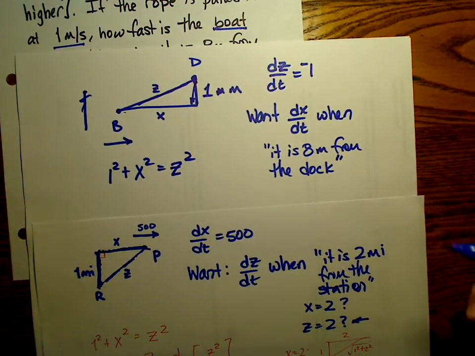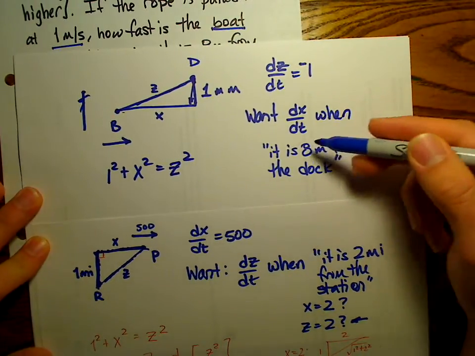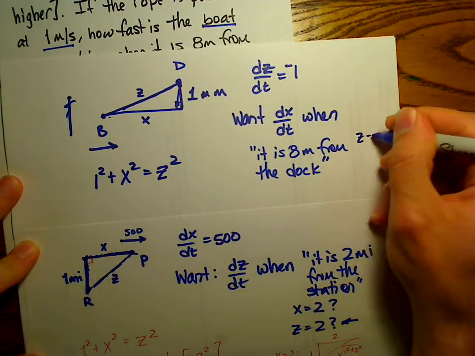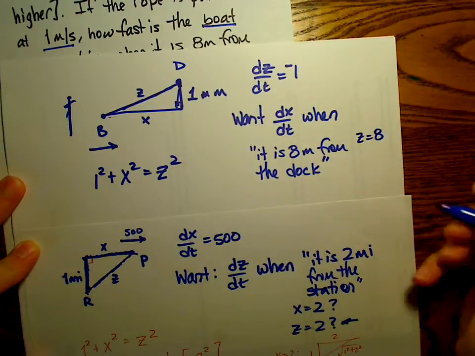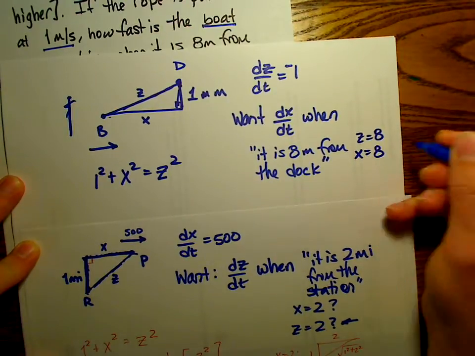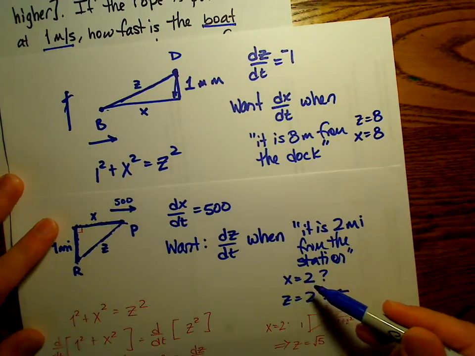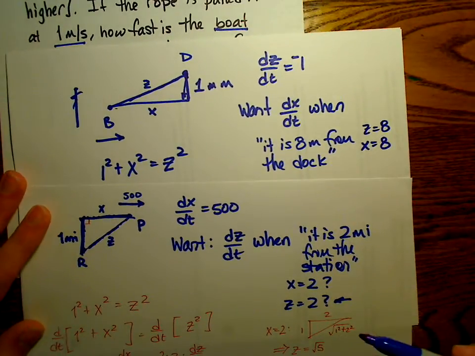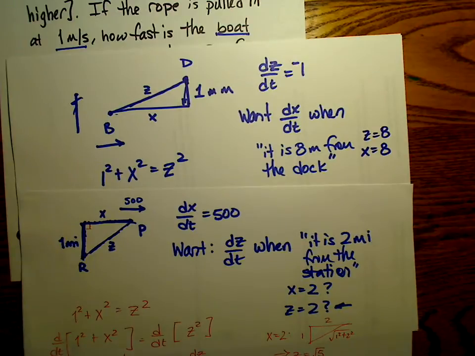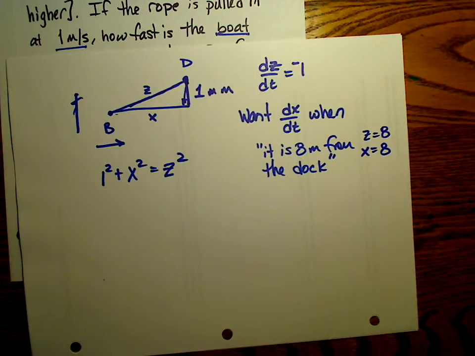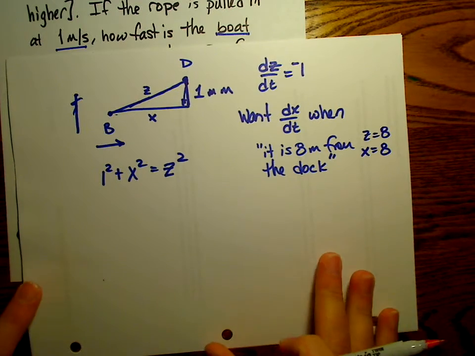And so they want dx/dt for the boat when it is 8 meters from the dock. It's a little ambiguous as far as do they mean that z is 8 or when x is 8. But in either case, you don't use that 8 until the very, very end. Just like we never use this x equals 2 in the other problem until the very, very end. Do all your differentiation first and then substitute the values for the when. Let's just finish out this problem.